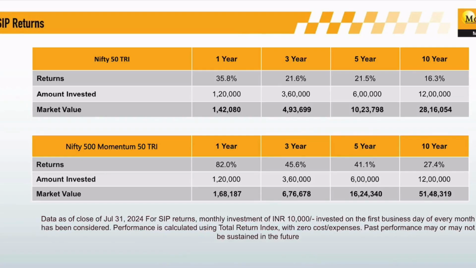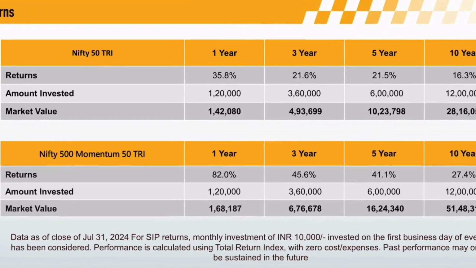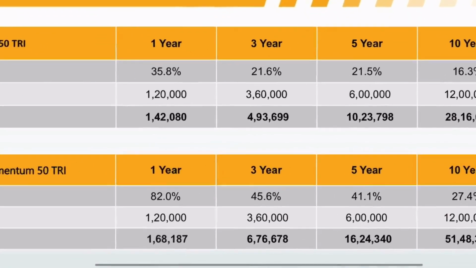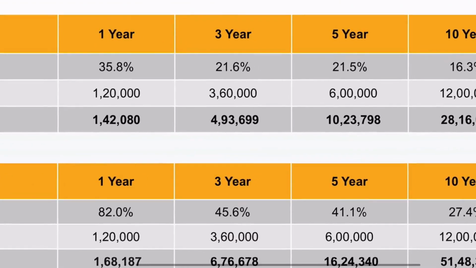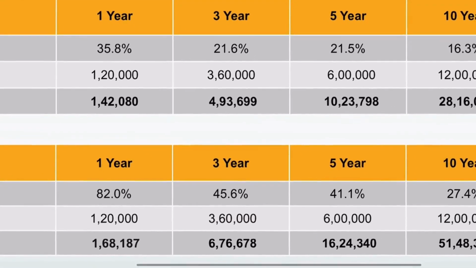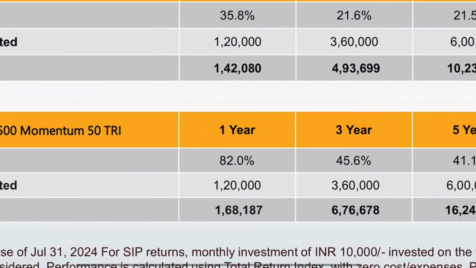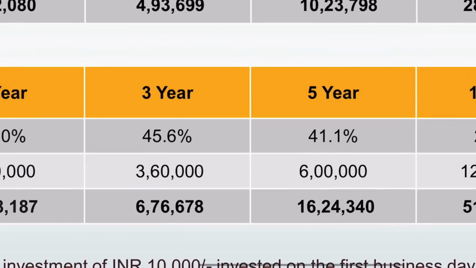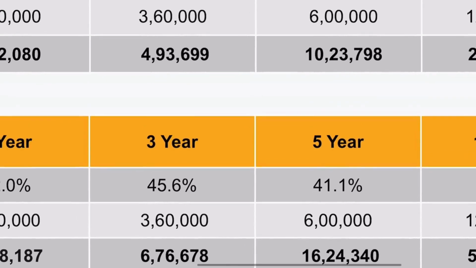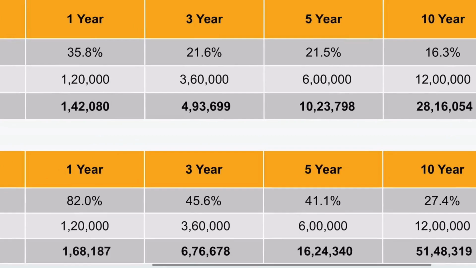Now let us check SIP returns of both the indices, that is Nifty 500 Momentum 50 Index and Nifty 50. Nifty 50 in a 5 year period has given 21.5% return in SIP, while the same return for a 5 year period in Nifty 500 Momentum 50 total return index is 41.1%, friends.